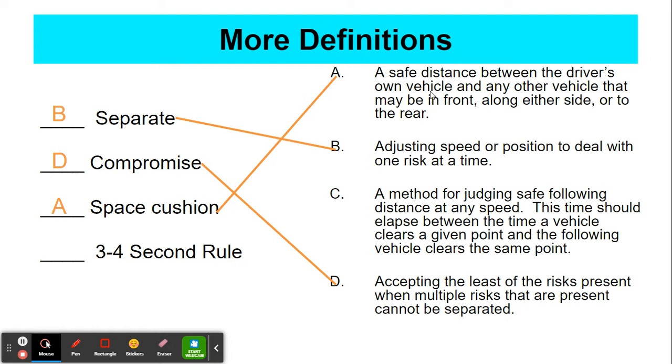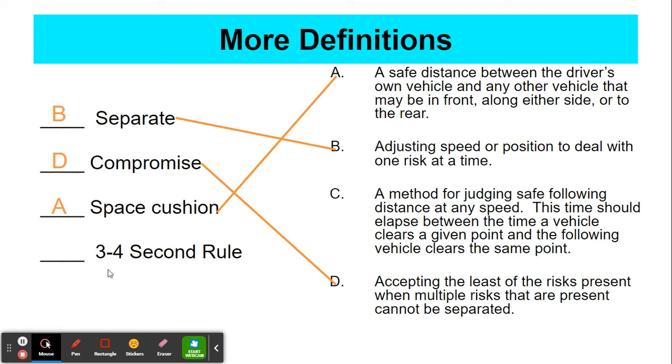And I like to call the sides not so much space cushion as outs, because that's where you're going to go if something in front of you happens or something behind you happens. Okay, so that is space cushion, and we're going to discuss that in more detail.